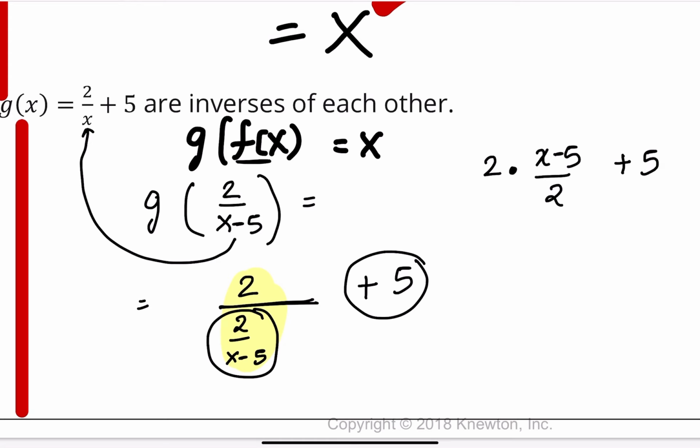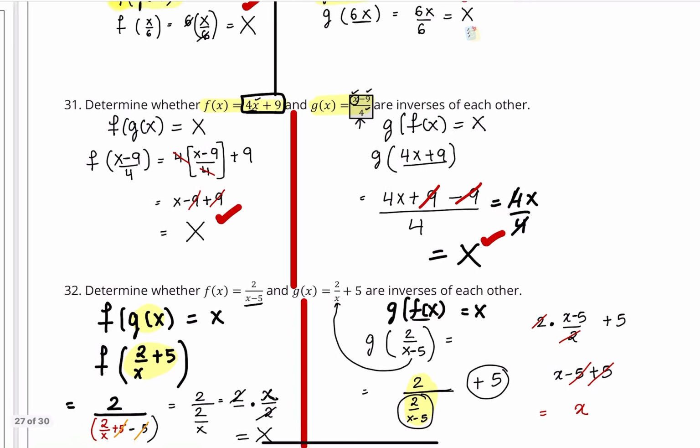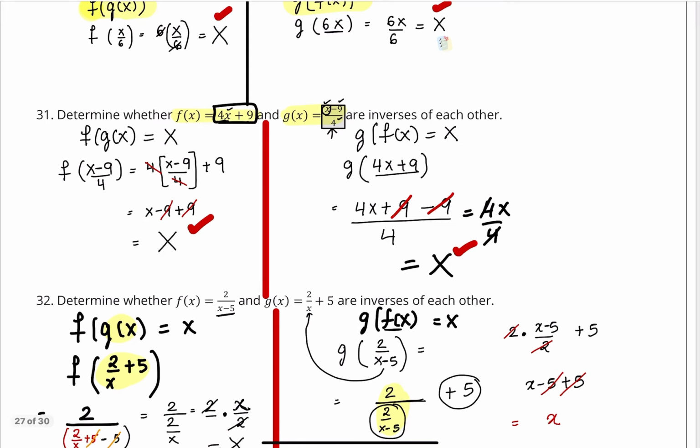And now do you see a 2 and 2 cancel each other? What am I left with? I'm left with x minus 5 plus 5. So let me rewrite this, x minus 5 plus 5. Plus 5 minus 5 cancel. What am I left with? X. And again, both of them do satisfy, and they are the inverse of one another.